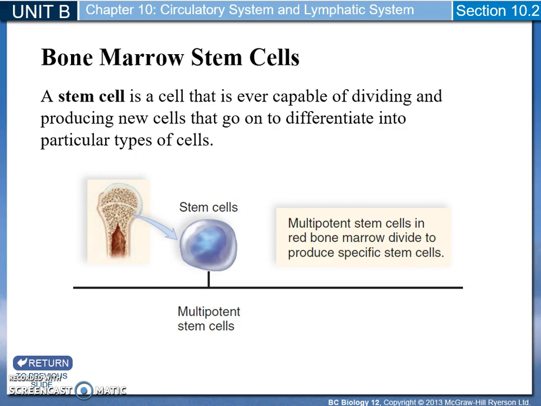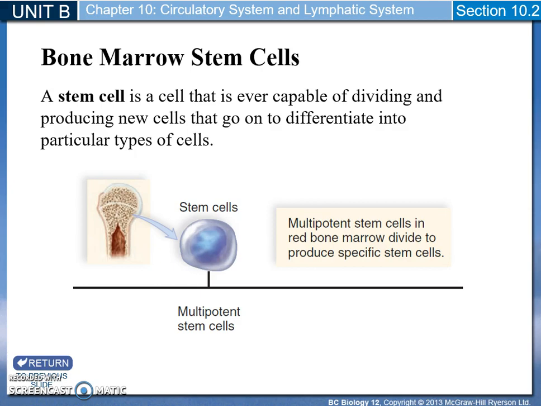So then we'll look at bone marrow stem cells. And a stem cell, you've probably heard about this. Stem cells have been much in the news of late. Somewhat controversial as well. However, use of stem cells in therapy holds a lot of promise in treating many conditions.